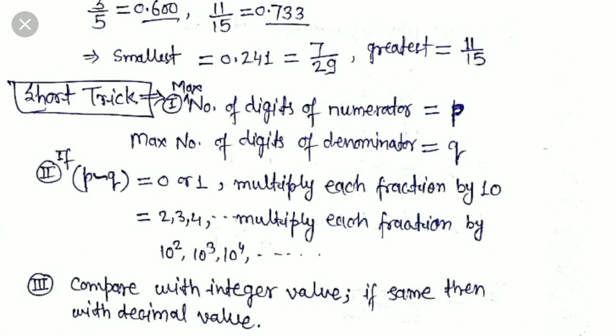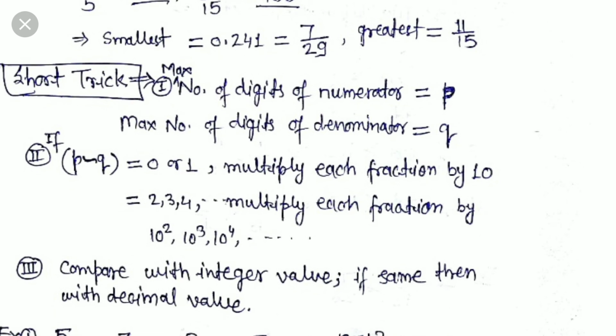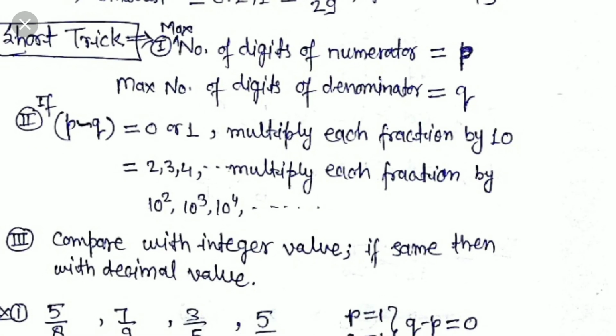We have to find out P and Q. What is P and Q? What is P? The maximum number of digits in the numerators of the fractions. And what is Q? That is the maximum number of digits in the denominators. Then we have to take the difference of P and Q.